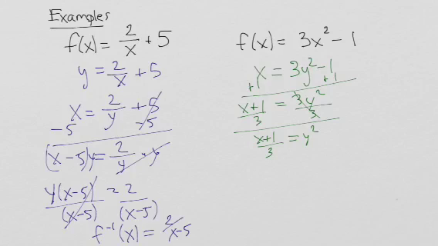And then to get rid of the exponent 2, use square roots. Square roots and exponent 2's cancel out. And again, instead of writing y, I'm going to write it in answer form, f inverse of x. And then the answer will be square root of x plus 1 over 3.